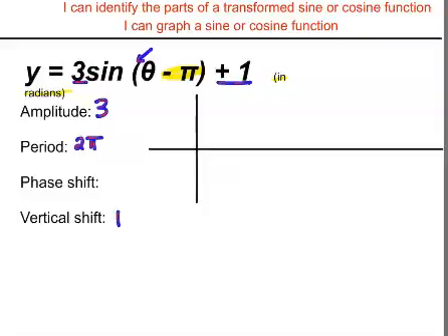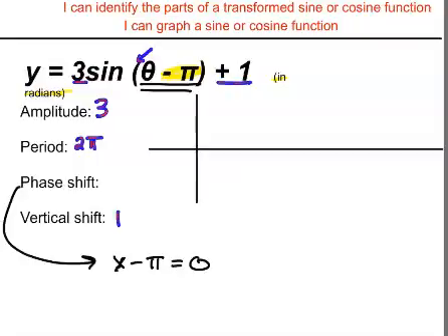Okay, so we're going to go back here and do the phase shift. Remember with the phase shift, I'm going to use x. I don't like to use that symbol either. Remember, we set what's inside the parentheses equal to 0 and solve it. So if I add pi to both sides, this is my phase shift. This is the new starting point on the x-axis.